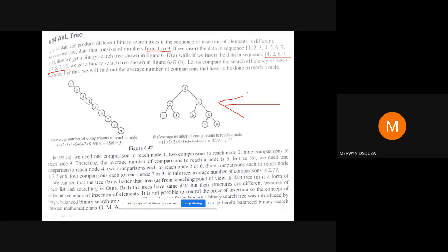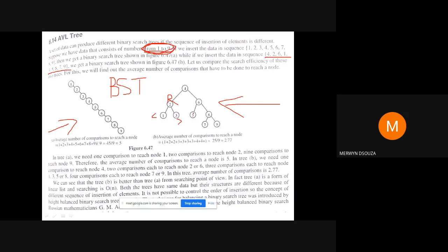So the numbers are the same. I'm inserting the numbers from 1 to 9, but the sequence of insertion is different. In the first sequence you get a tree like this, and in the second sequence you get a tree in this manner. Both are binary search trees. If you look at any place in the tree, the left side is less than the parent and the right side is greater than the parent. So this is your parent node or the root node.